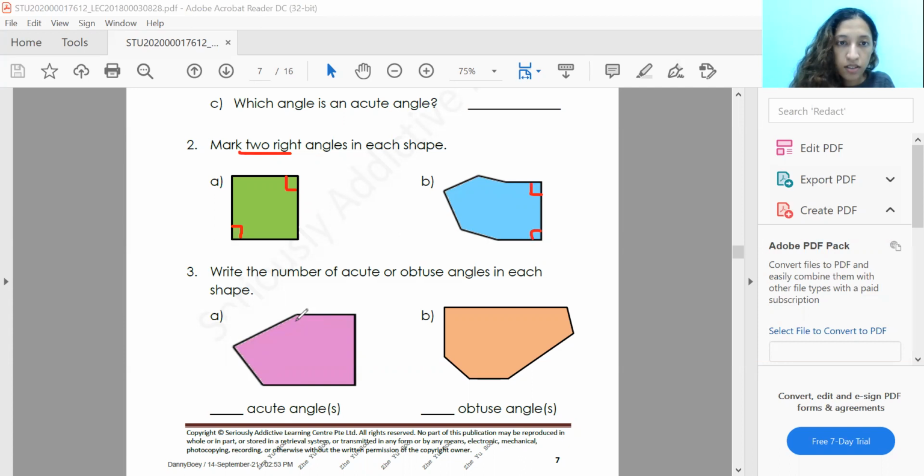Okay, so this would form a right angle, right? This and this forms an obtuse angle. Okay, but they want to know how many acute angles are there. Can you see that this is smaller than 90 degrees? There's only one acute angle. Okay, now B, obtuse angle. So let us identify them. This is a right angle.